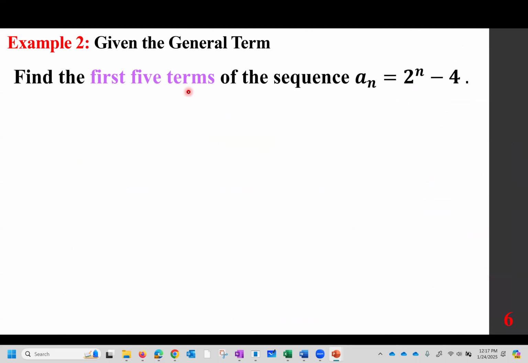All right, we want the first 5 terms of the sequence A sub n equals 2 to the power of n minus 4. So if we want the first one, 2 to the power of 1 minus 4, which is 2 minus 4, which is -2.